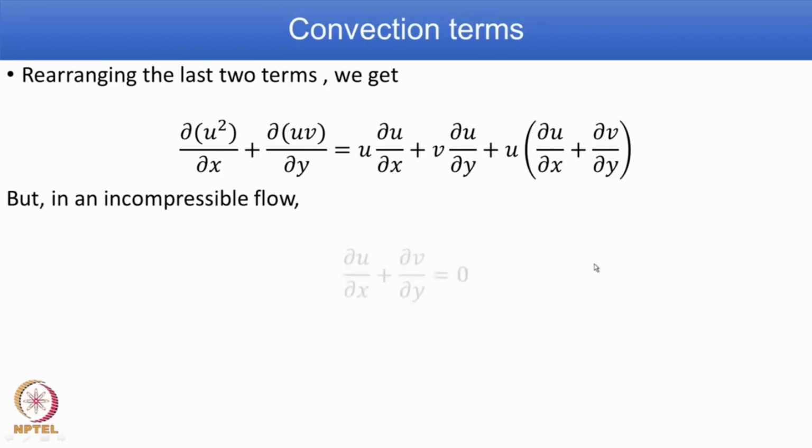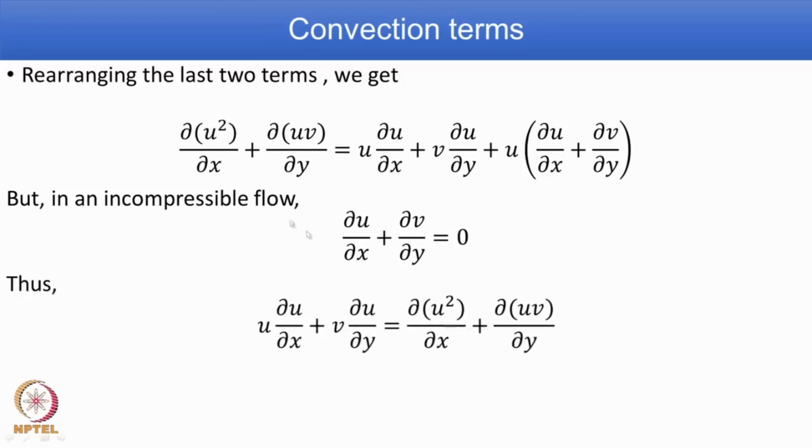but in an incompressible flow we know the continuity equation for two dimensional flow as shown here, dou u by dou x plus dou v by dou y equal to 0. Hence, the rewritten form of the convection term, that is dou by dou x of u squared plus dou by dou y of u v, is the same as u into dou u by dou x plus v into dou u by dou y. Hence, there is no additional term introduced because of this rewriting.